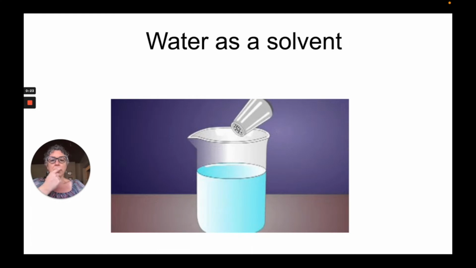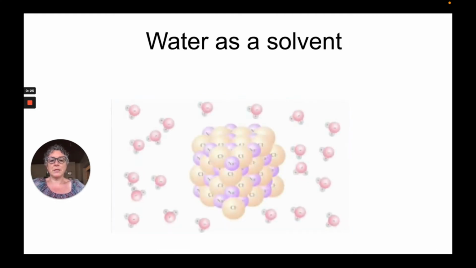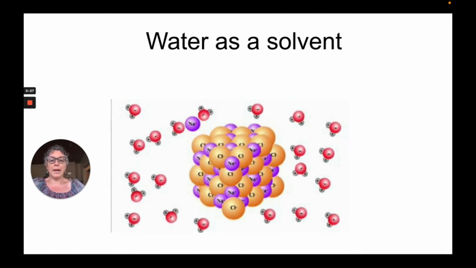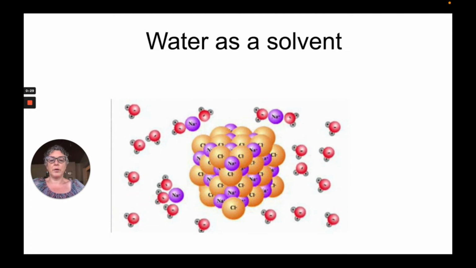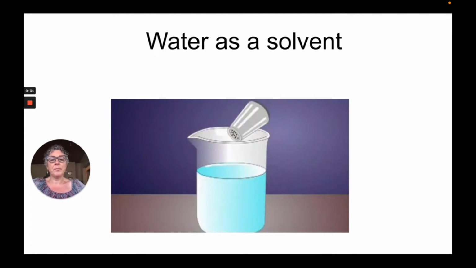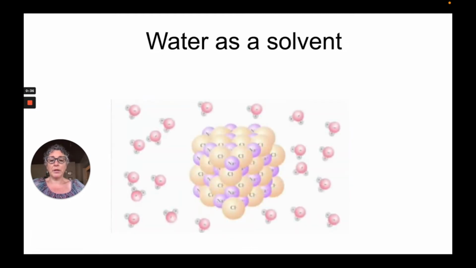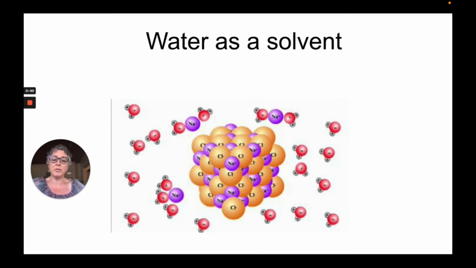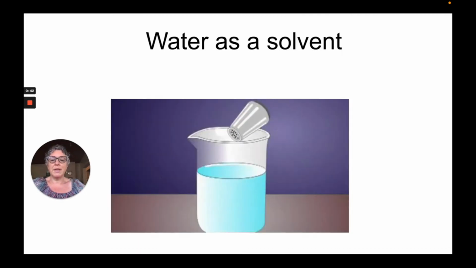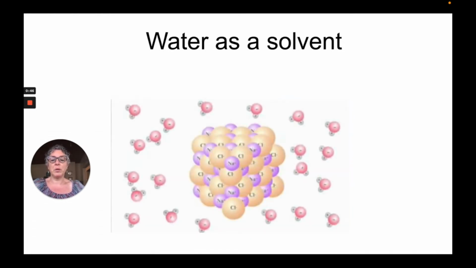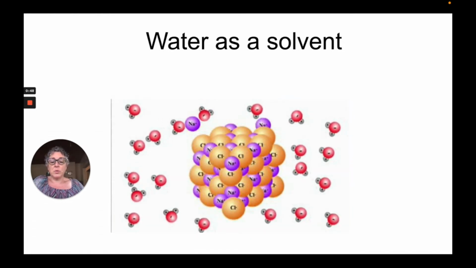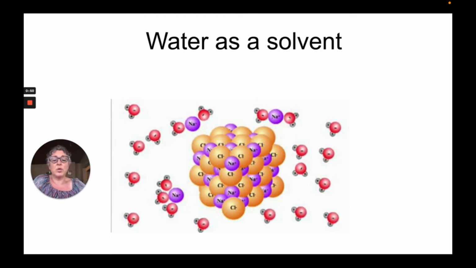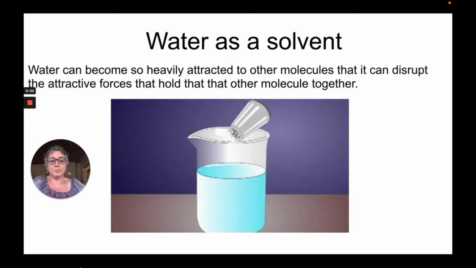So when we take a look at water as a solvent, what we're looking at is molecules of water that are positively or negatively attracted to the molecule that they are dissolving. In this case, we're looking at a molecule of salt, and the positive and negative attractions will pull the solid molecule apart as those components or the atoms are attracted to the water molecules.